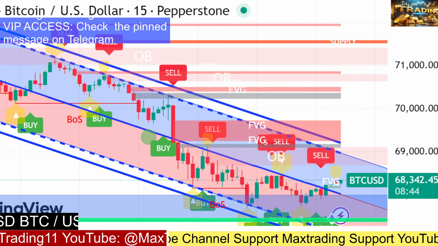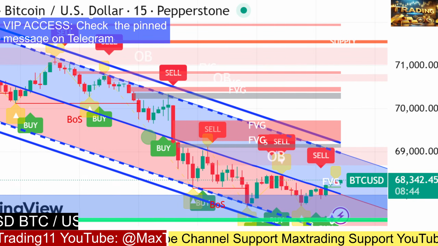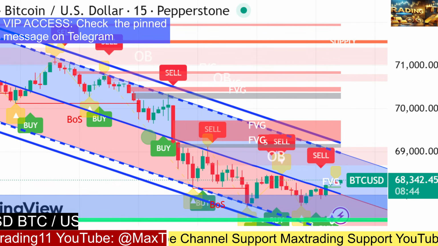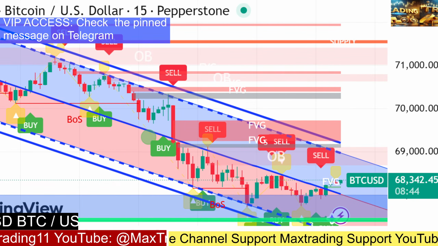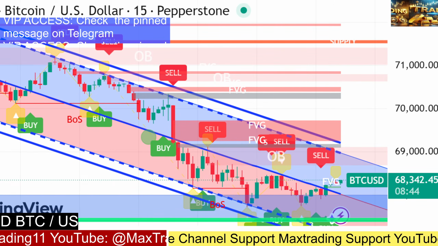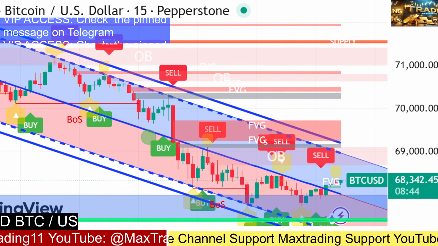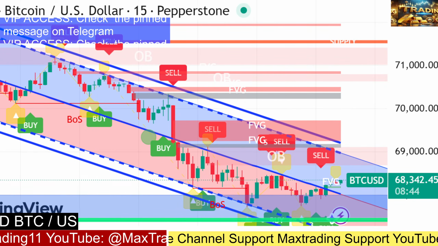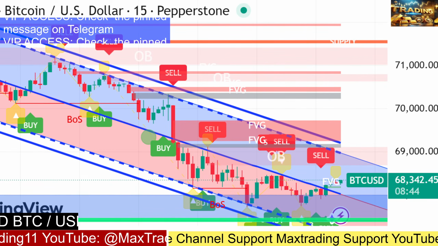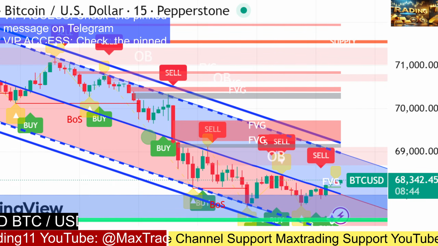10. Risk management and psychology. A powerful system means nothing without disciplined risk control. The key to consistency isn't accuracy, it's risk consistency. Core principles: 1 to 3% risk per trade, never more. Stop loss always active. Take partial profits at the first target, and trail the stop for extended moves.